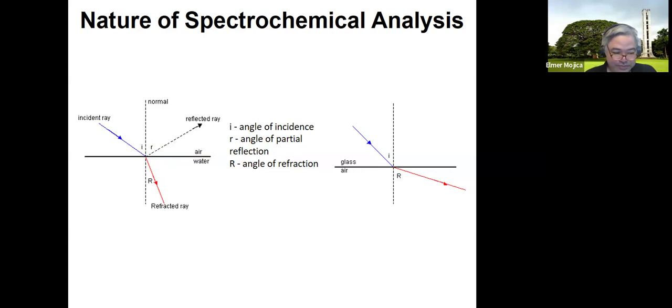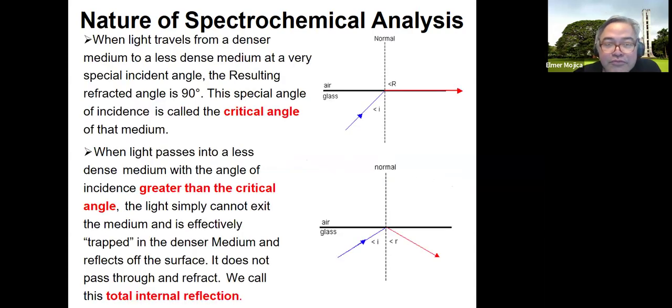Okay. So here, this is the incident light. Whatever the angle of the incident light is equals to the angle of the reflection. But here, there is the angle of refraction. Okay? So, if we're going to look at this, so air and glass, okay?